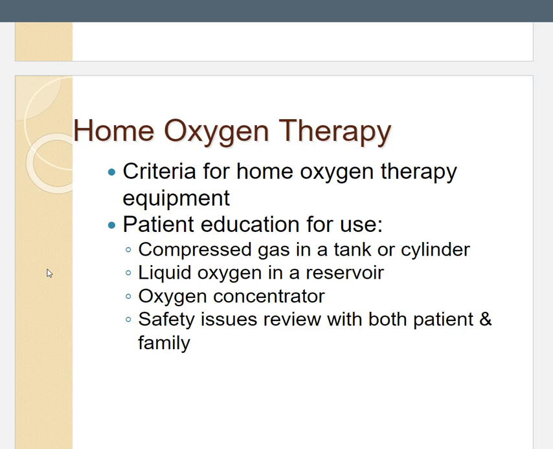Again, patient education, good teaching, safety issues, no smoking, what kind of container are you using: compressed air in a tank or cylinder, liquid oxygen in a reservoir, or an oxygen concentrator? Again, review safety issues with both the patient and the family, okay? So that's oxygen therapy, okay?